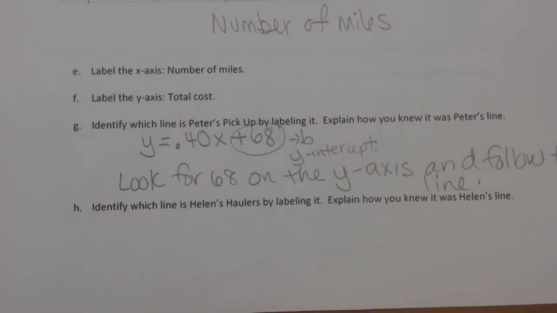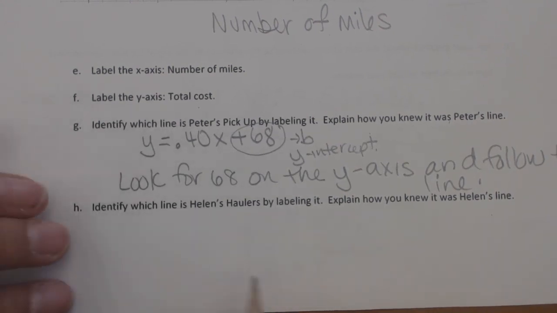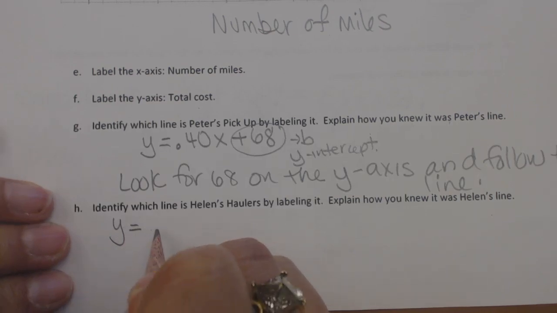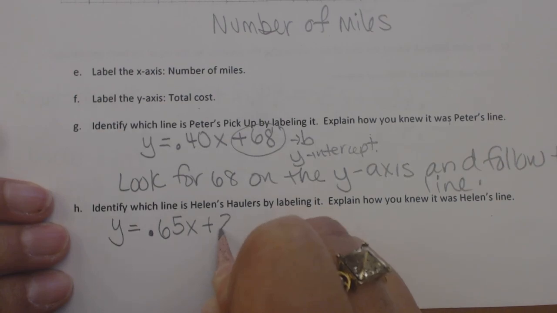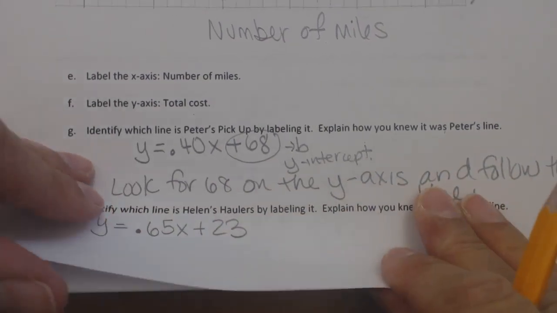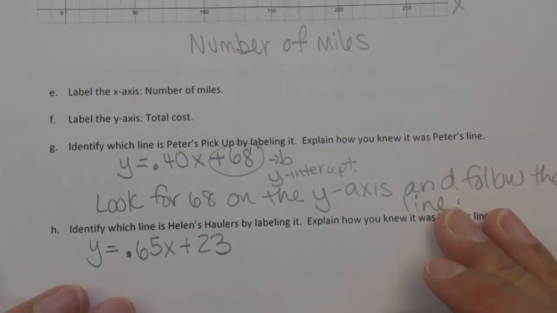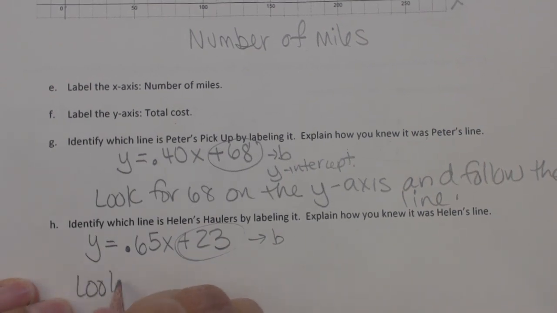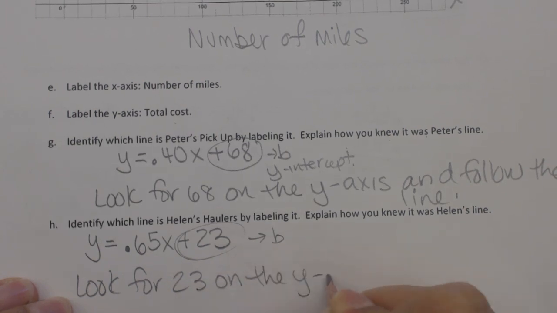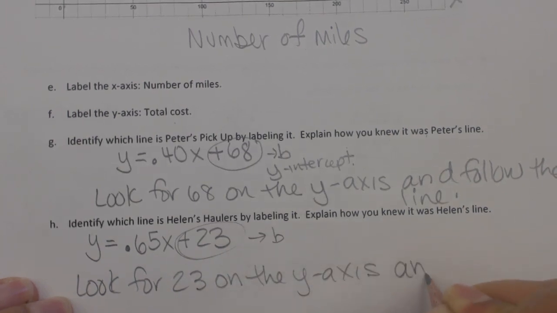Okay, let's see what's next. Identify which line is Helen's by labeling it. Explain how you knew. So let's write down Helen's, which is y equals 0.65x plus 23. Now I'm just going to make sure, again, I got that slope and y-intercept, 0.65, 23, yep. All right, and again, this is going to be our b. So this is going to be our y-intercept. So I'm going to look for 23 on the y-axis and follow the line.